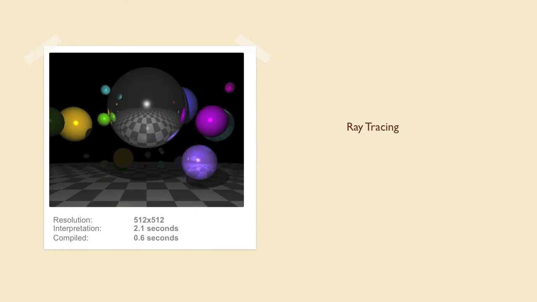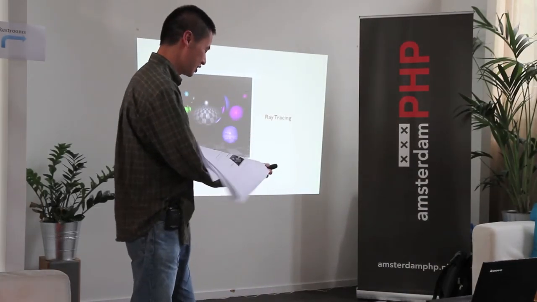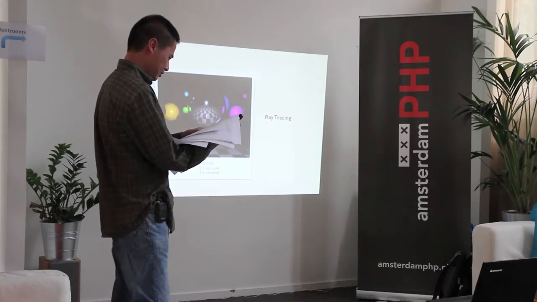Oh, there's an output of a very simple ray tracer. It's just a bunch of shiny balls. It's not really useful, but it's kind of neat. Okay.